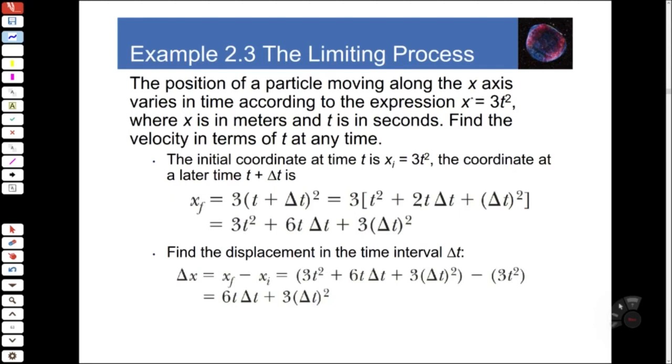Okay, the position of a particle moving along the x-axis varies in time according to the expression x is equal to 3t squared. Find the velocity at any time t. So you have x is 3t squared, and the velocity at any time should equal the differentiation. I told you it is differentiation, and if you differentiate t squared, you have 2t, so 6t. This is the expression for the instantaneous velocity. So at any time, you can specify what this velocity is.